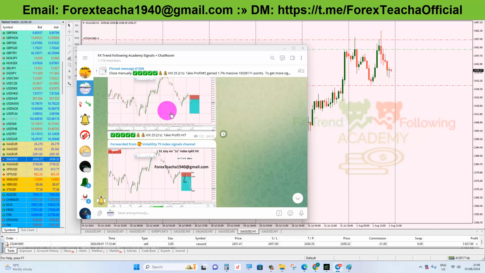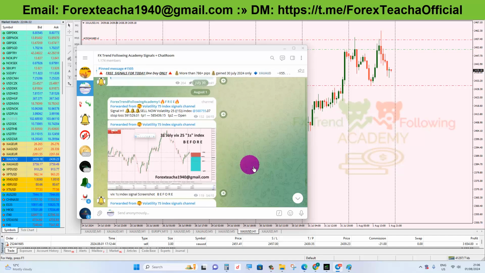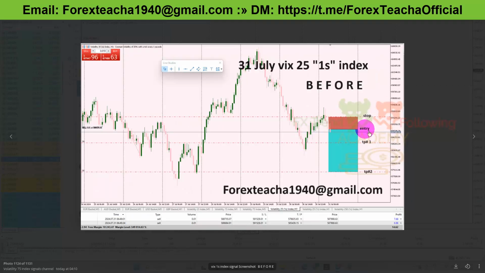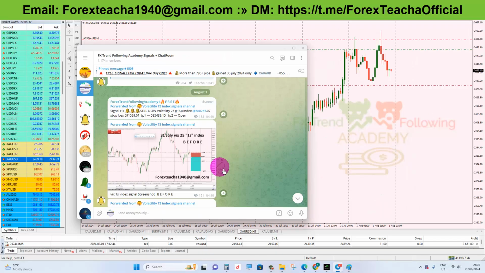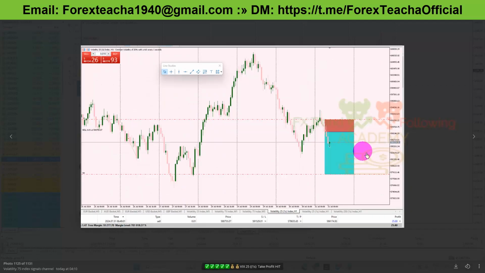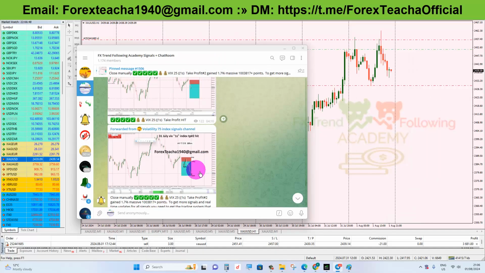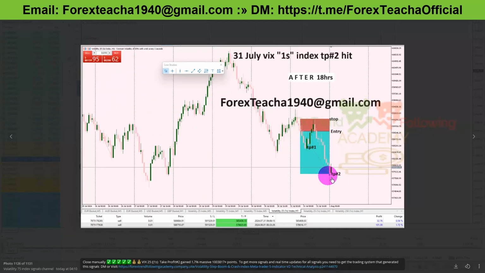So I only send some few trades. This was our volatility, it was actually the volatility 25 1S index. So you can see this is when we enter the trade. We send the screenshot. We send everyone the parameters. You can see the price was still here, and then the next one, it was right here. Take profit number one was hit. You can also go and see take profit number two was closed right here.